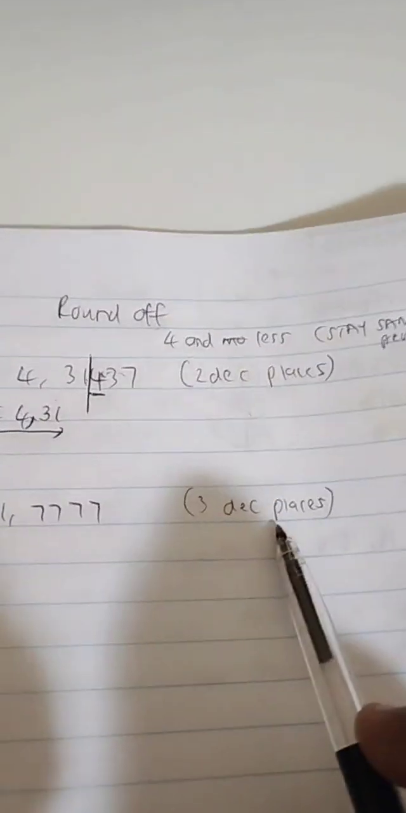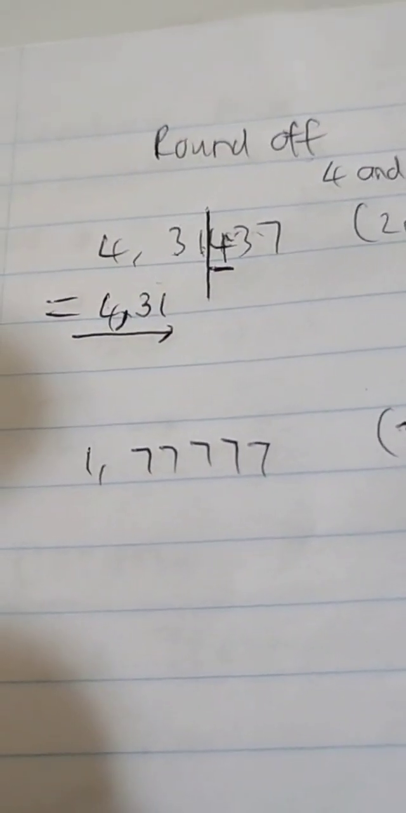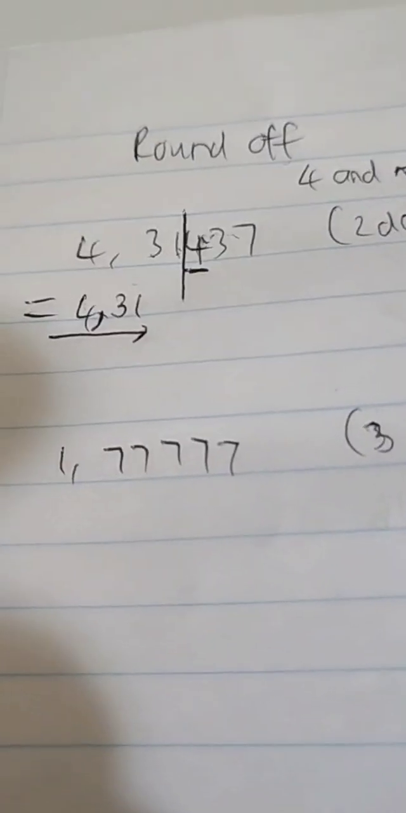Okay. Let's look at another one, 1,7777, and the question says round off to 3 decimal places. If it is 4 or less, we stay the same as the previous number. But if the number is 5 or more, we'll go up by 1. This is the deal with rounding off. So here, 3 decimal places, guys. What would be the answer? 1,7777, round off to 3 decimal places. Please write down your answer in the comment section.